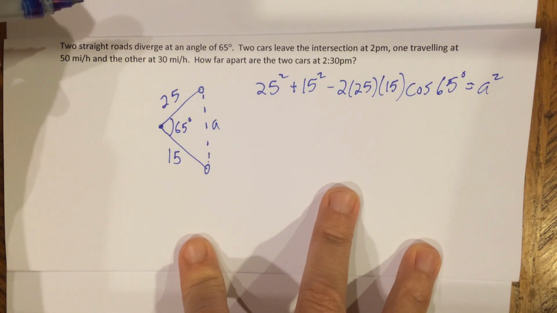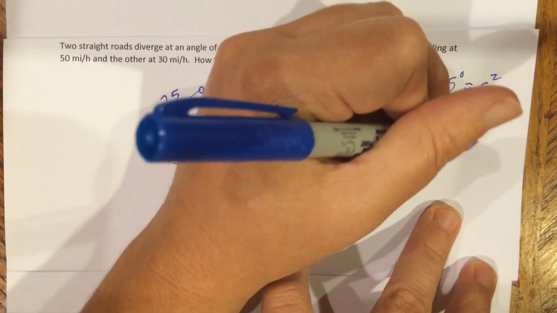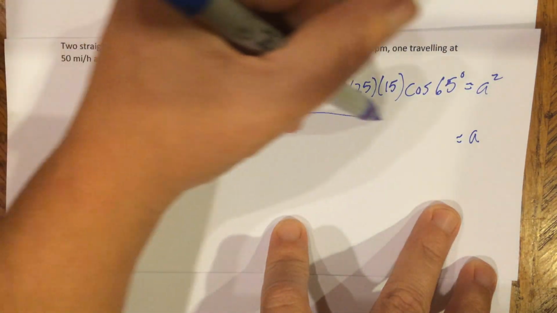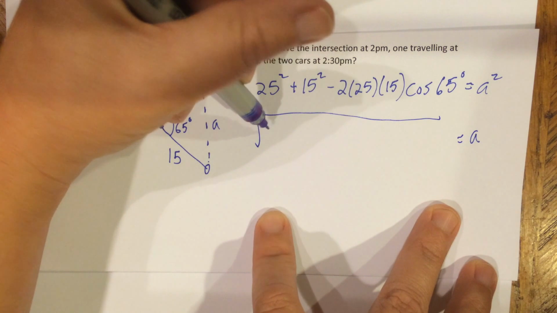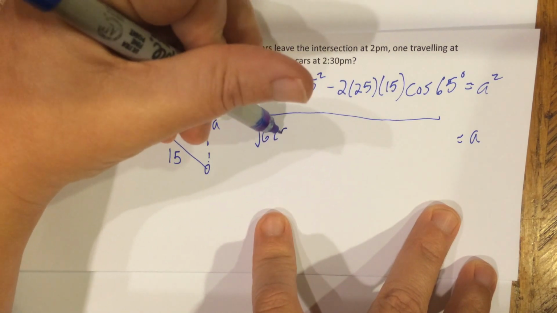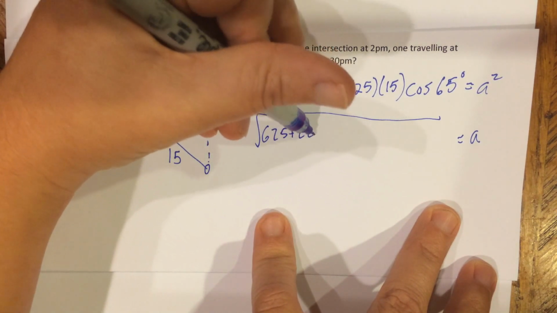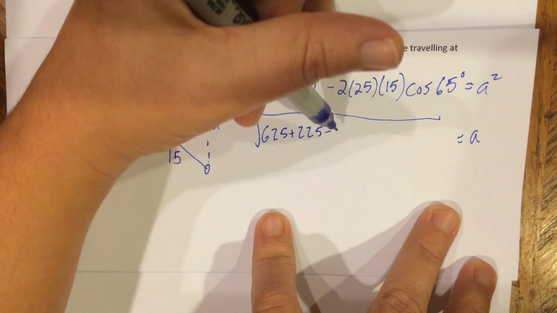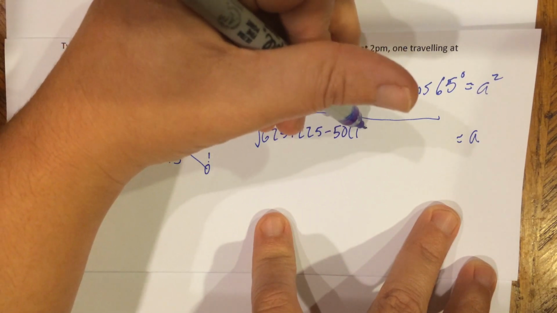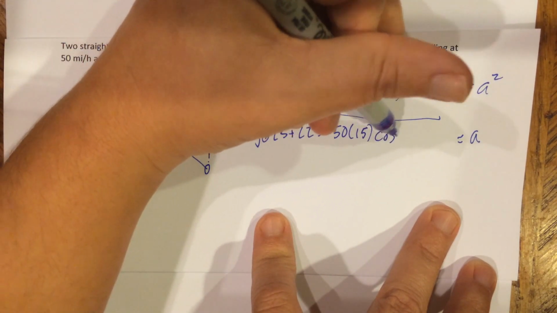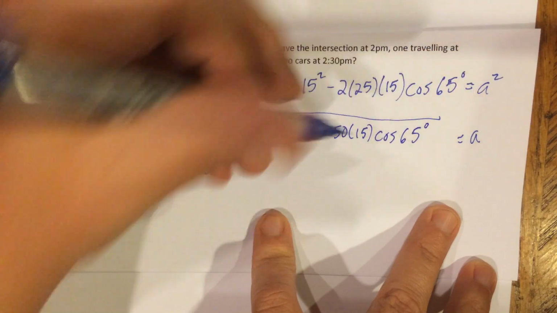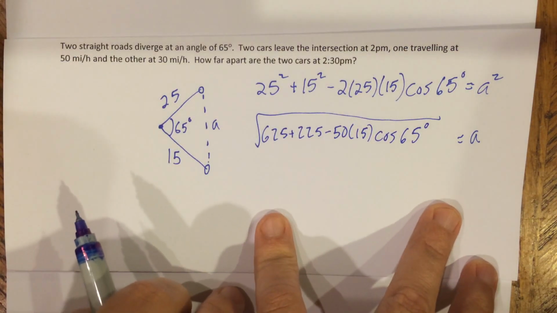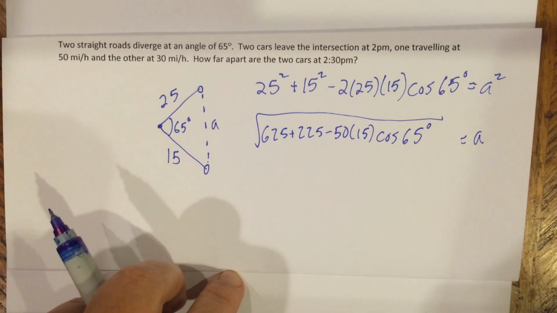So you could then put it into a calculator. For the purposes of the test, you would just say A equals the square root of that. So the square root of 625 plus 225 minus 2 times 25 times 15, cos of 65 degrees. If you know some of them, you can simplify it, but really for purposes of the test, you don't need to.